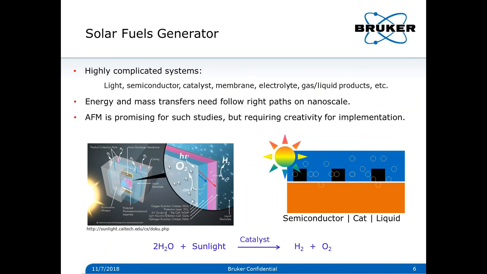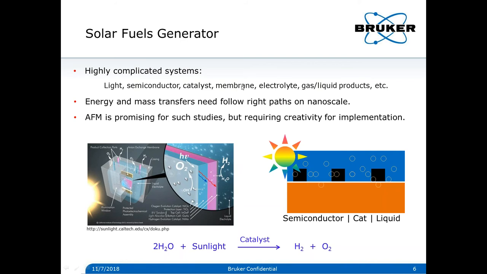No matter whether it's on the nanoscale or on the device level, you can imagine we need something to capture the light, and most of the time we use a semiconductor light absorber. Proton reduction to get hydrogen and water oxidation are both multiple electron processes, so you need catalysis. And you want to separate the products, because you don't want hydrogen and oxygen mixed together, since that is dangerous and is not something useful. So we do need a membrane to separate the products.